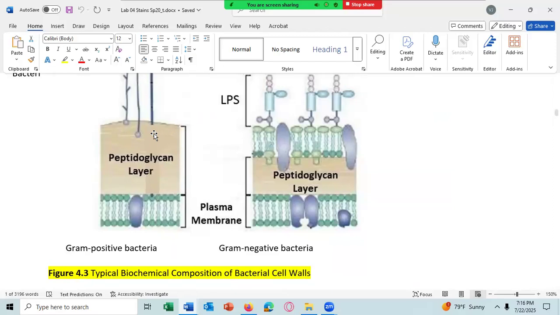For the gram-negative bacteria, the cell wall differs. Peptidoglycan is the main molecule in the cell wall, but there are other molecules. And there you can see there's several layers here. 1, 2, 3, 4, 5, 6, 7, 8, 9, 10, at least 11 different layers of peptidoglycan in this gram-negative, but it's much thinner than the gram-positive bacteria.